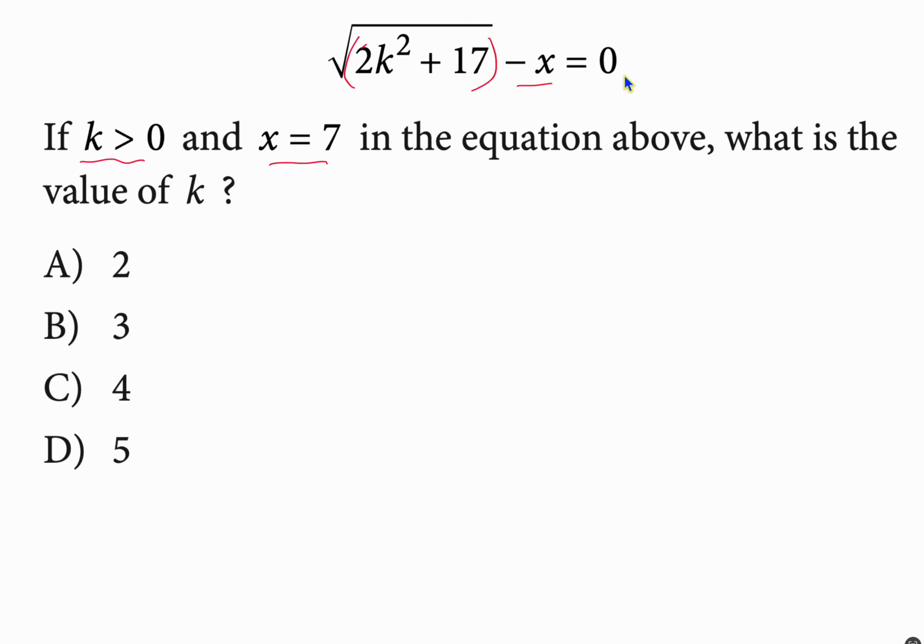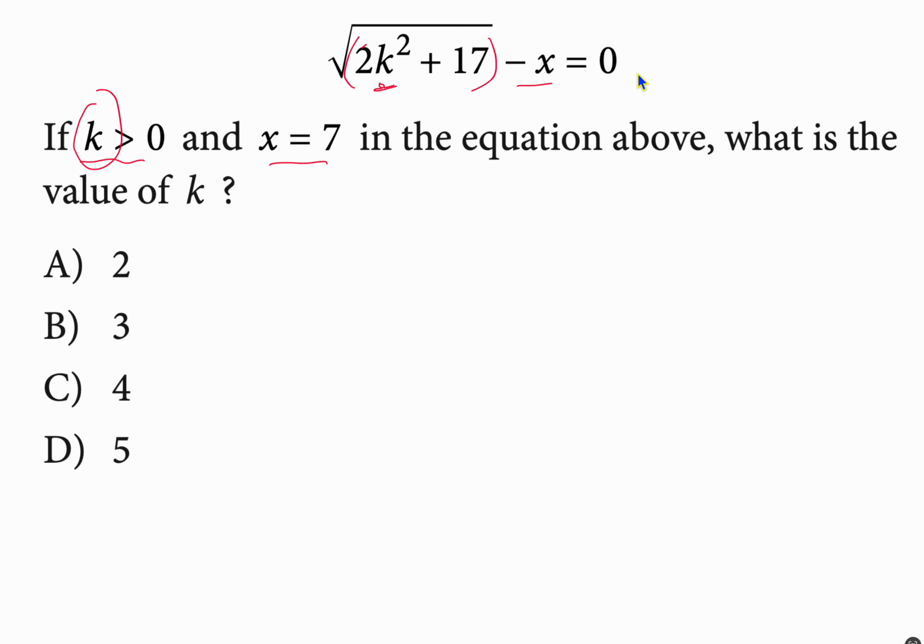So they give you, if k is greater than 0 and x equals 7 in the equation above, what is the value of k? So our job is to find what k is in this equation.